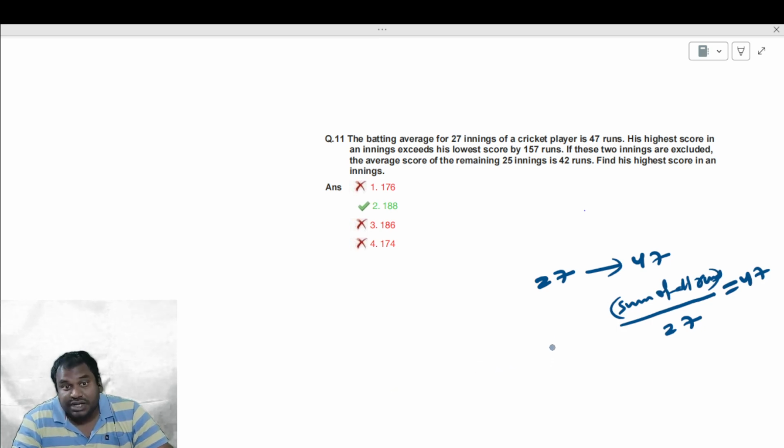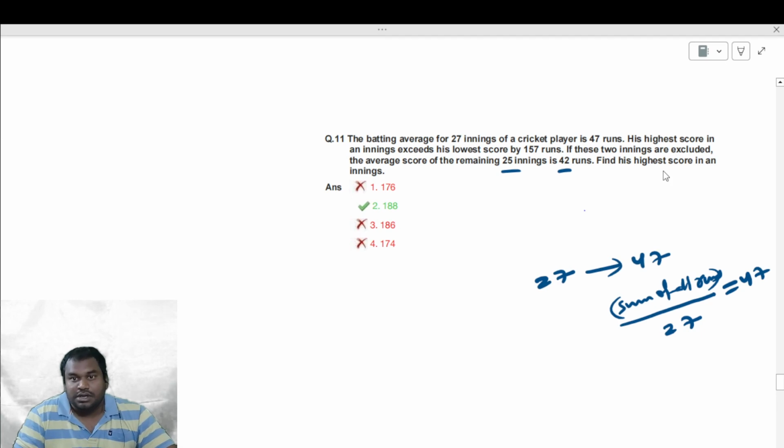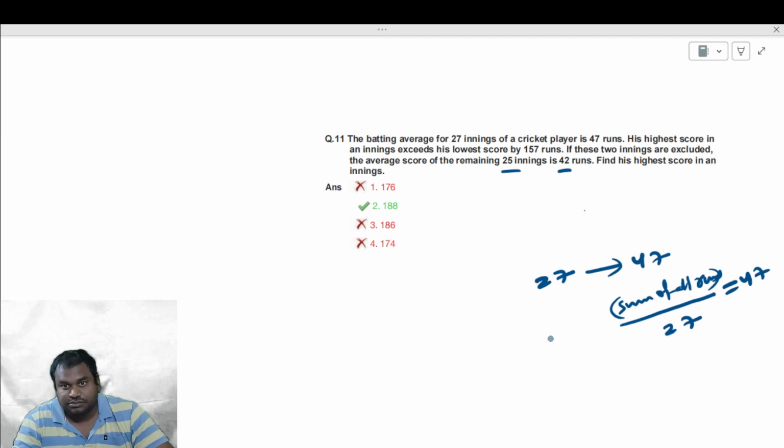His highest score in an innings exceeds his lowest score by 157 runs. So if these two innings are excluded, if you remove those two innings, the average score of the remaining 25 is 42 runs. Find the highest score in an innings. It looks difficult, but it is easy.